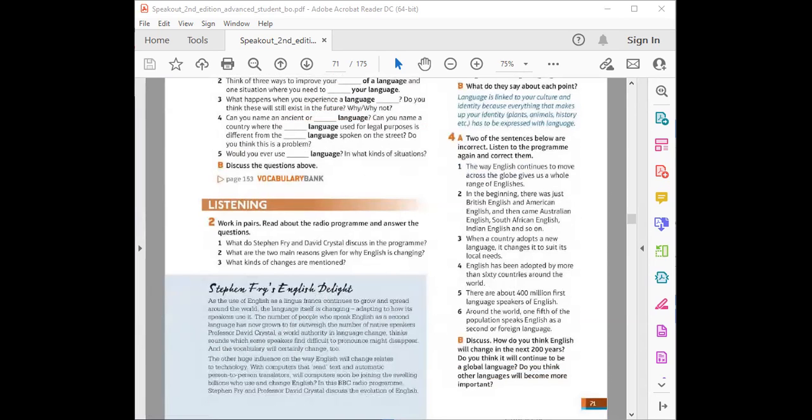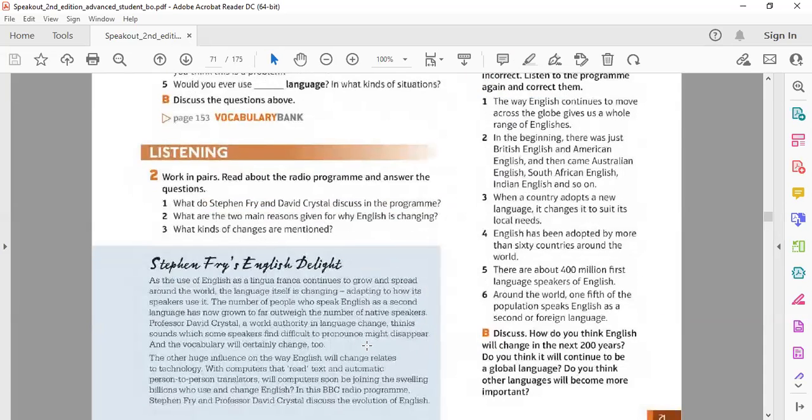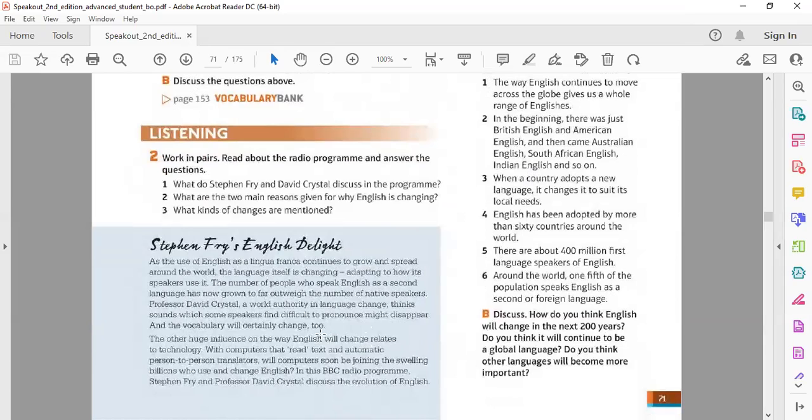Okay, so now we're gonna listen to something, but before we listen to that, there is a small passage you need to work on. It's in fact like a chunk, Stephen Fry's English Delight. I wanted you to read about Stephen here and answer the questions. I'm gonna give you half a second to read the passage silently, and then we're gonna read it together and work on it. Go ahead, please.